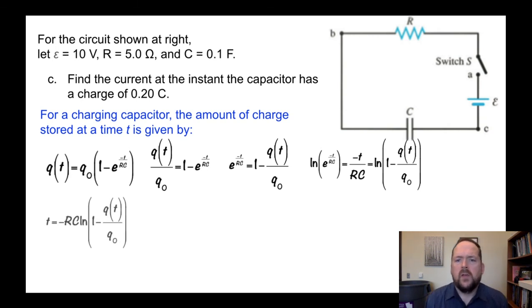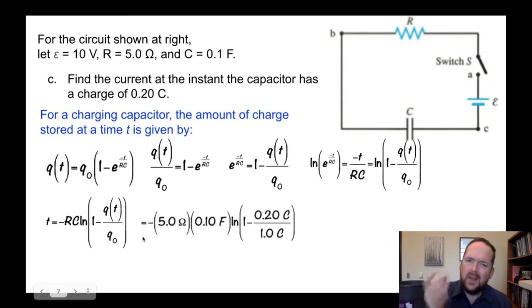That means the left side is going to reduce to minus t over RC, and that's equal to the natural log of 1 minus the charge at any time over the maximum charge. I'm going to multiply through by RC on both sides, so I get time equals minus RC times that natural log. Then I'm going to plug in numbers. Some people like to plug in numbers at the beginning. I'm lazy. I don't like to write all the numbers and the units all the way through, so I try to hang on as long as possible.